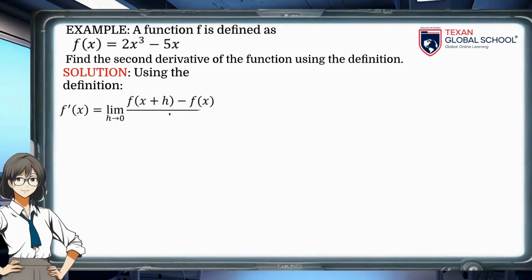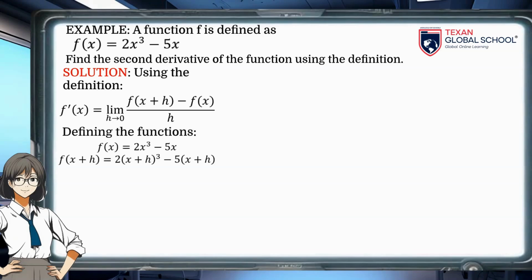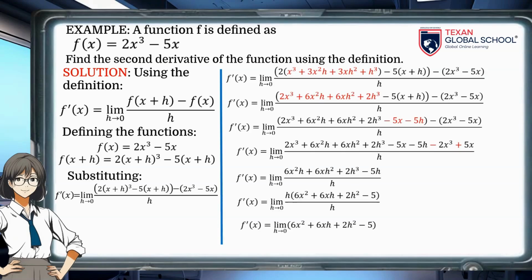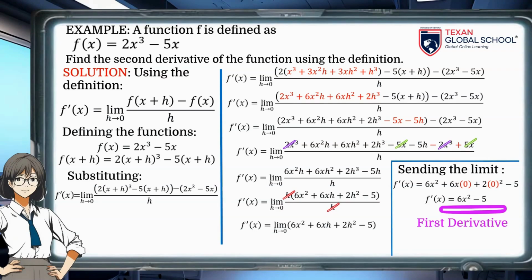Using the definition of derivative, define each function f of x and f of x plus h. And we substitute them in the definition obtaining the limit as h tends to 0 of 2 times x plus h cubed minus 5 times x plus h minus 2x cubed minus 5 over h. Developing algebraically using special products and simplifying like terms, we have the limit as h tends to 0 of 6x squared plus 6xh plus 2h squared minus 5. Sending the limit in, we get 6x squared minus 5. This is the first derivative of the function f of x.